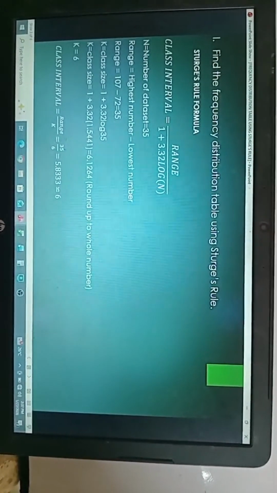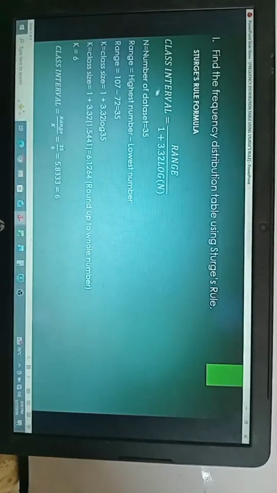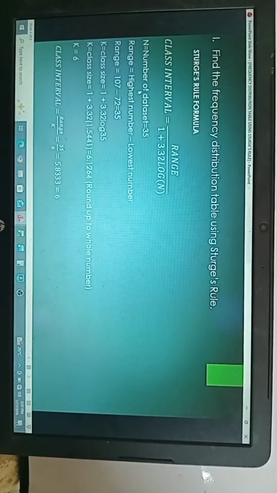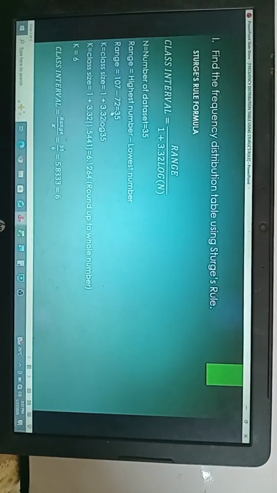Now, just like I said earlier, our data set is 35. Then we have to look for the range, and the formula for the range is the highest number minus the lowest number. For this data set, we have our highest number to be 107 and our lowest number to be 72. So deducting 72 from 107, we have 35.